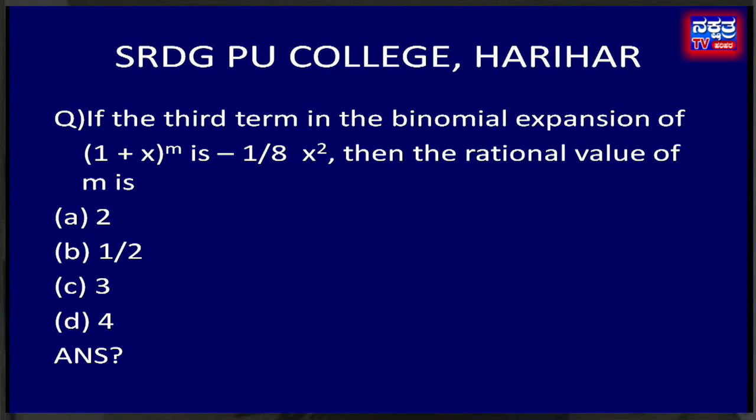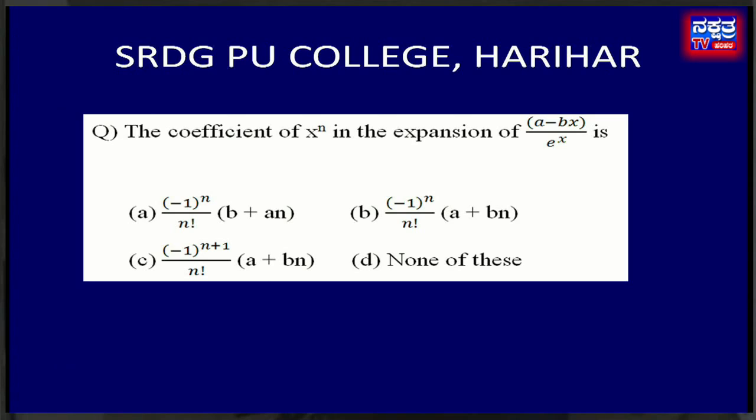Watch the next question. The coefficient of x^n in the expansion of (a - bx)e^(-x) is: option A, (-1)^n/n! × (b + an). Option B, (-1)^n/n! × (a + bn). Option C, (-1)^(n+1)/n! × (a + bn). Option D, none of these.